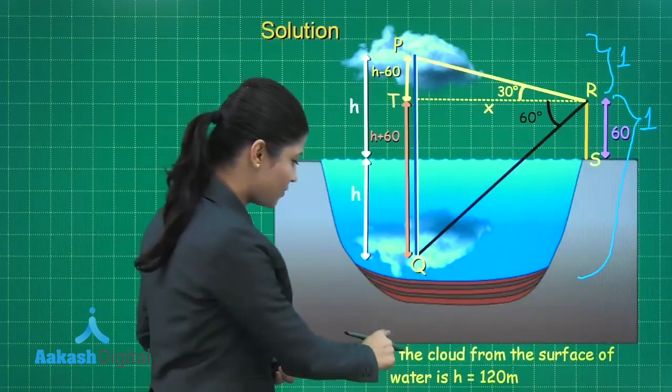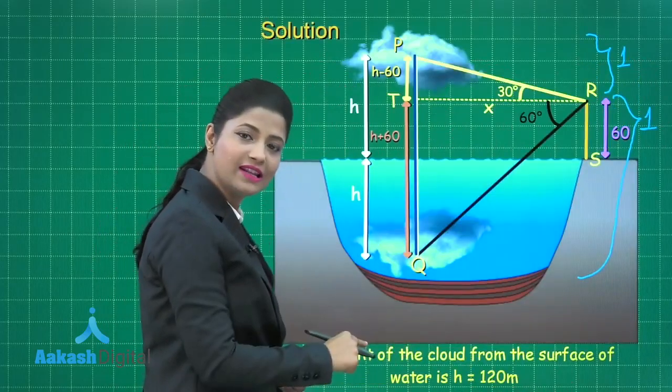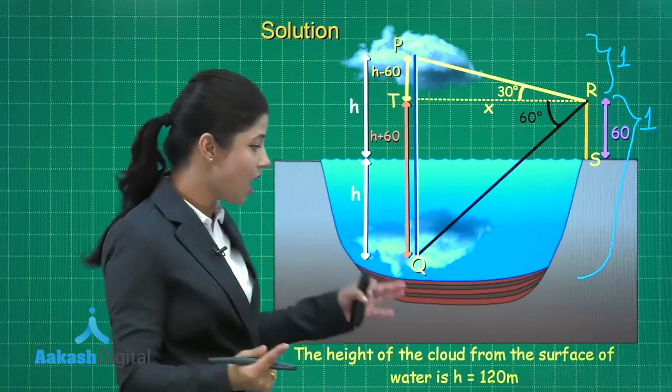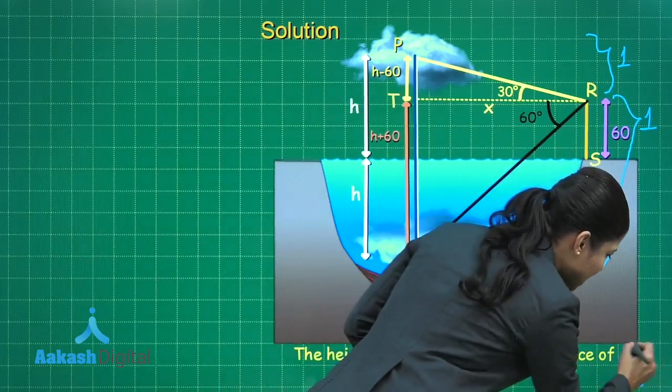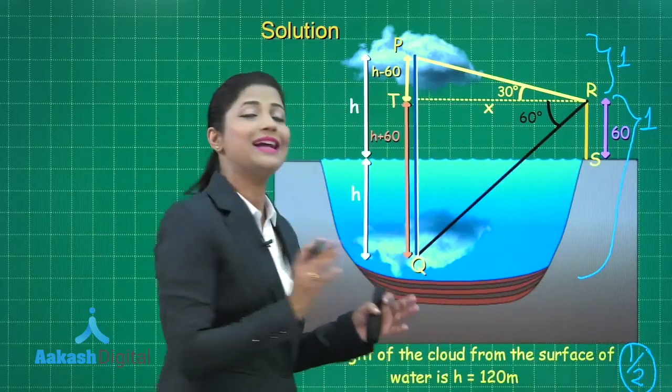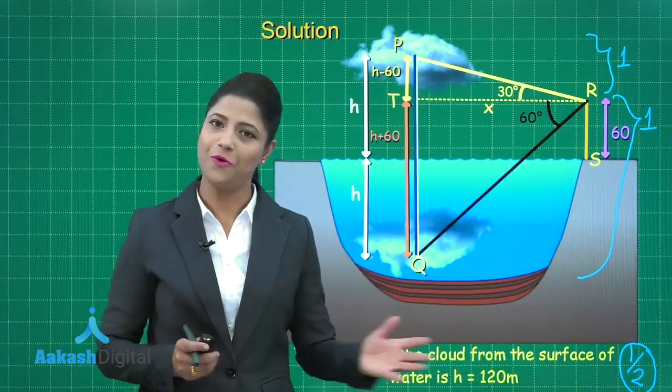The remaining half mark depends on the final answer. When you write this final answer, that the height of the cloud above the surface of the water is 120 meter, you will obtain the remaining half mark from it. So that gives you a total of 4 marks. So, I hope it is clear to you.